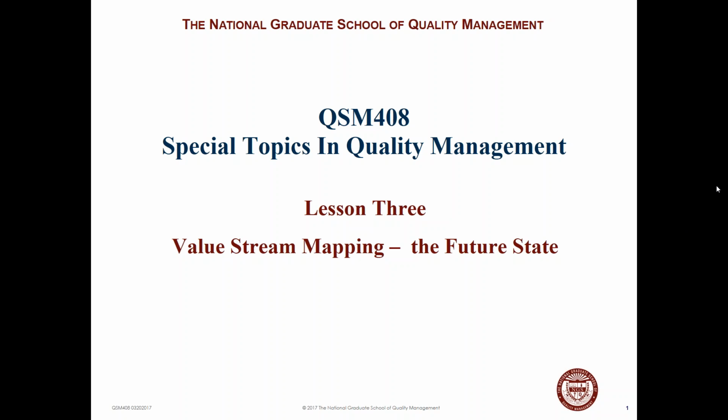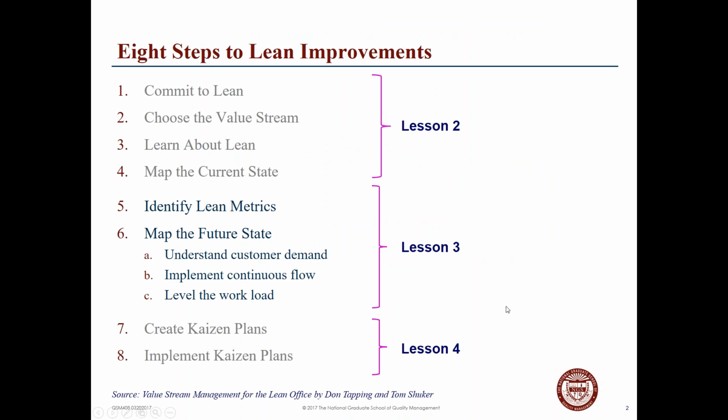All right. Well, this is week 3 of our 5-week time together in this particular course. This evening, we're going to be talking about value stream mapping, and in particular, the future state elements of that process. So hopefully everybody had a good week and is ready to start into the third week, the midpoint in the course. There, basically, the text talks about 8 steps to lean improvement.